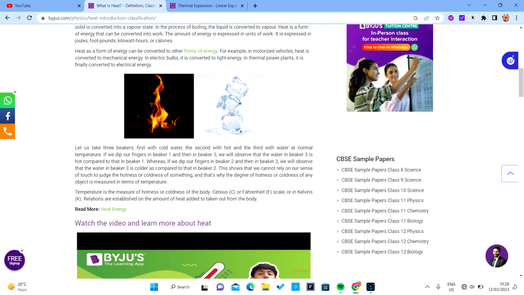Now Celsius, the upper limit of Celsius is 100 degrees Celsius. Now you can go higher than that, but with respect to the boiling point of water and the melting point of water, the highest point is 100 degrees Celsius, the lowest point is 0 degrees Celsius. You can go lower than that as well.